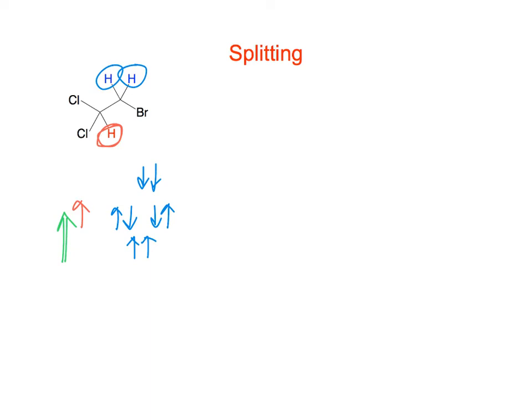And notice that these are in a 1 to 2 to 1 ratio. And so the red peak would end up with 3 peaks, 1 to 2 to 1 ratio. This is called a triplet. The other way to think about it is the red one has 2 protons next door. N plus 1, 2 plus 1 is 3, and so that has 3 peaks.